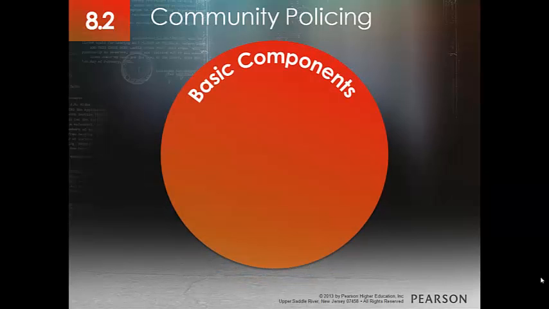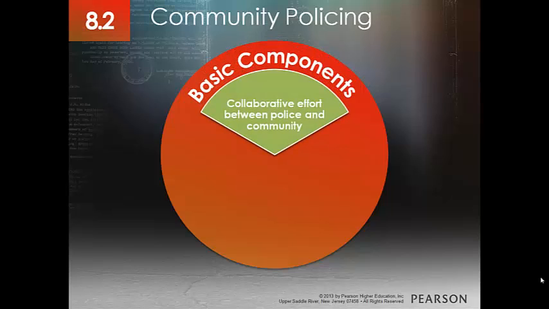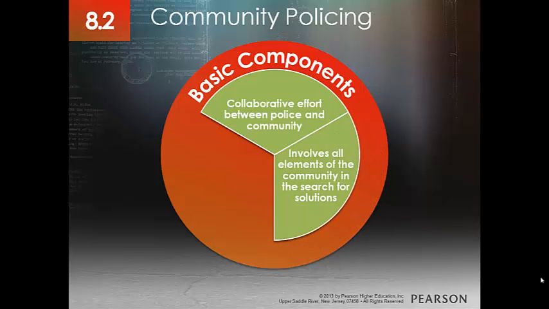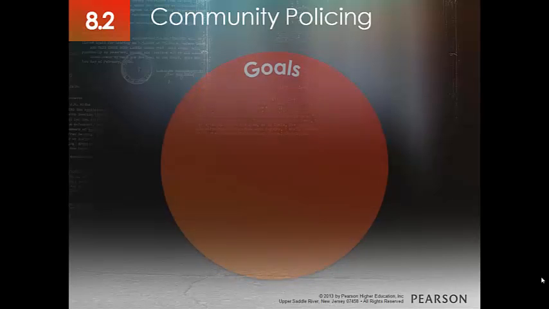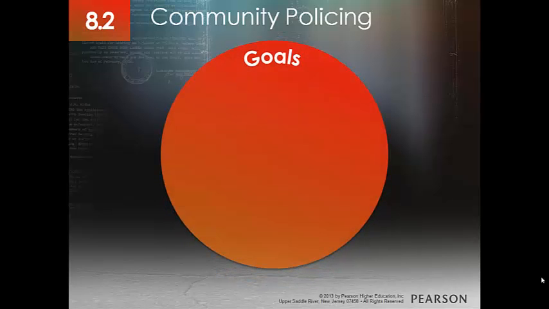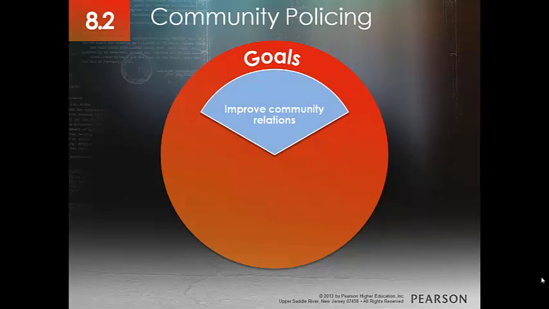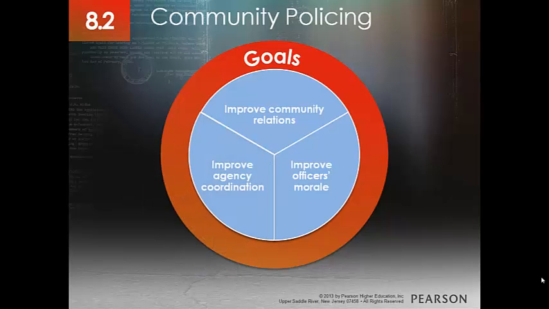There are three basic components of community policing. It is a collaborative effort between police and the communities they serve. It involves all elements of the community in the search for solutions, and it identifies problems of crime and disorder and acts on that information. The goals of community policing are clear-cut. 1, to improve community relations. 2, to improve officers' morale. And 3, to improve agency coordination.